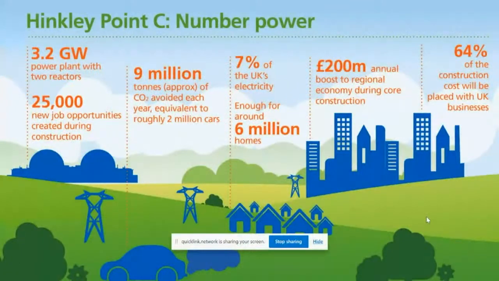And actually, nuclear power, part of a wider energy mix for the UK, is a crucial way that we generate electricity in a low carbon way. So you can see from this slide that Hinkley Point C will produce 3.2 gigawatts of power, which is 7% of the UK's electricity, which is enough for around 6 million homes. So that's the equivalent of 9 million tons approximately of carbon dioxide being avoided every year going into the atmosphere. And that's equivalent to roughly 2 million cars.